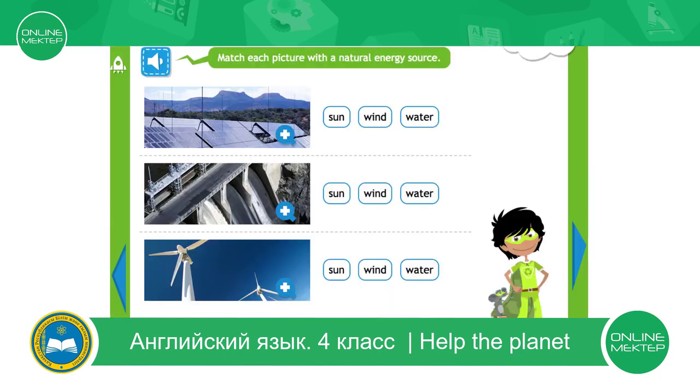Do you know natural sources of energy? Match each picture with a natural energy source.